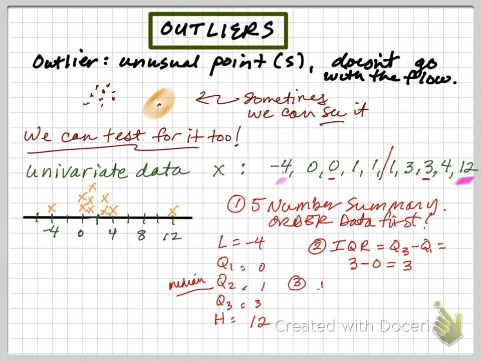So next, I'm going to take the IQR times 1.5. Always we use 1.5, just universally the number that we use, and we get 4.5. And this is the value.